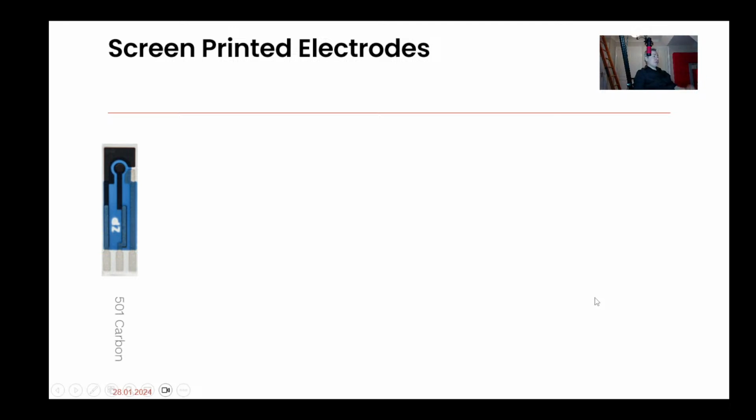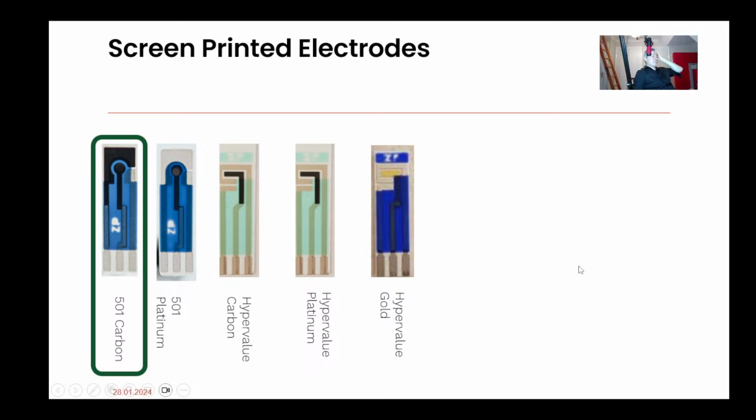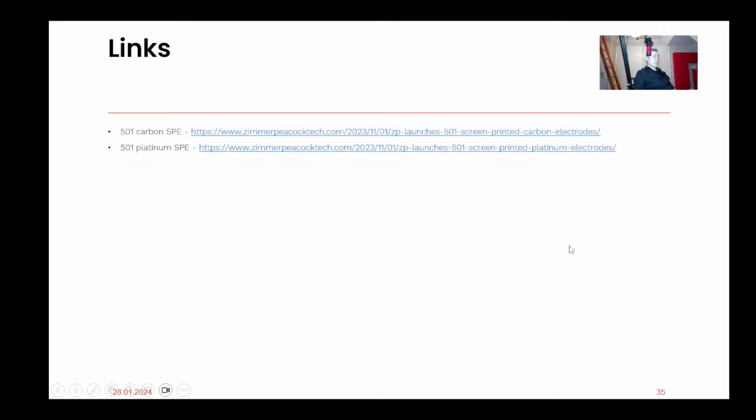So in particular for ochratoxin testing, we've got a whole bunch of leading screen printed electrodes. I put them here. There'll also be a link in a minute. But for you, I think the 501 is really going to be the one. You can use the hypervalued carbon electrode. It's just that if you're going to modify the electrode, you may find the circular electrodes easier to pipette onto. And I'll put some links here, and hopefully you will get them.